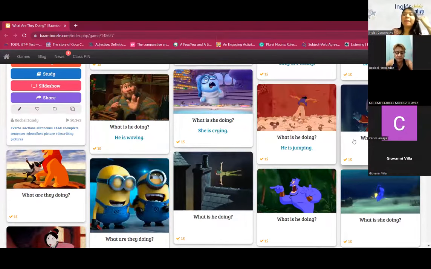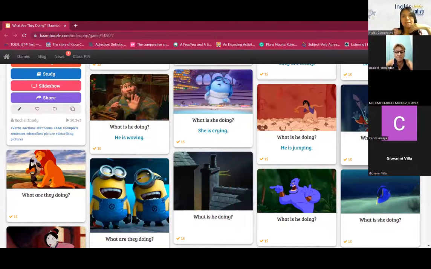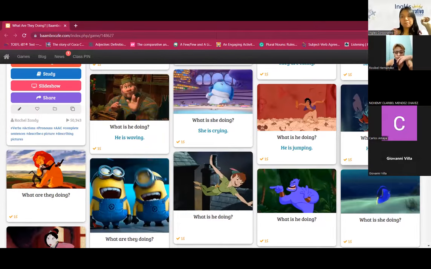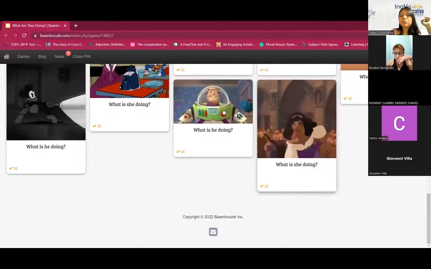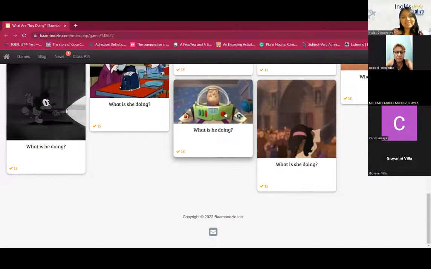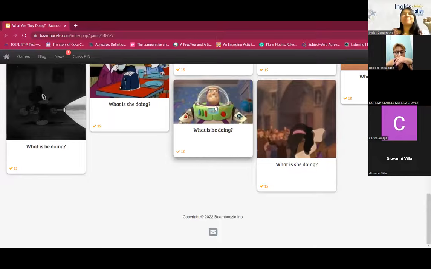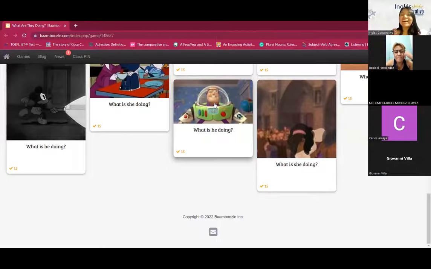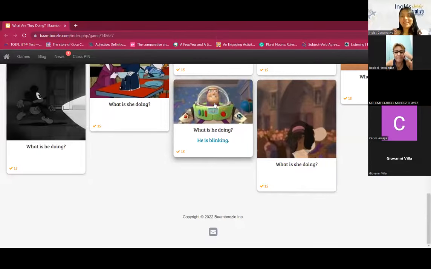And what is he doing? So this verb is licking. Yes, licking. Okay. All right. Let me see the last two. What is he doing? Look at him. I don't know. It's difficult. Okay, closing his eyes. Carlos, so this one is blinking, parpadeando. Parpadear. Okay, yes.